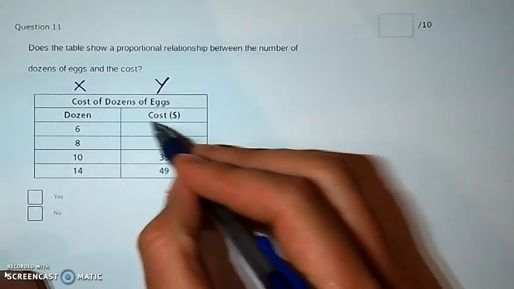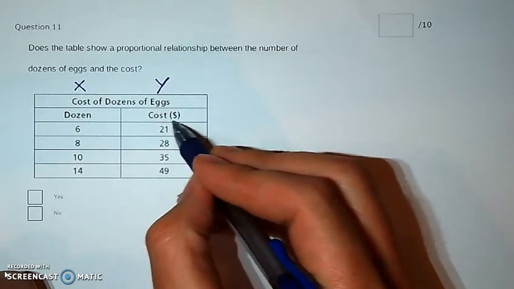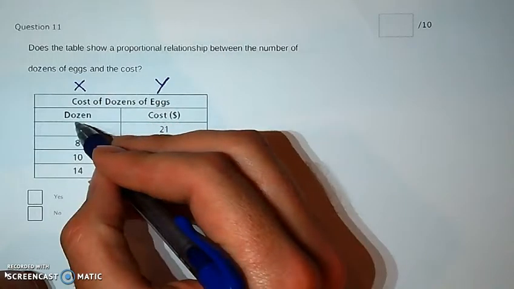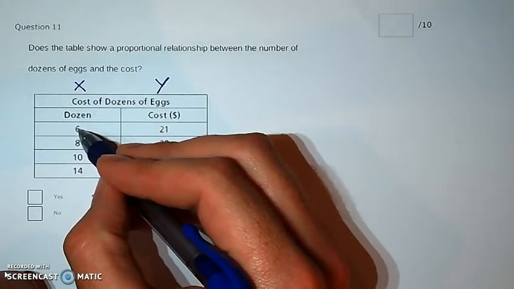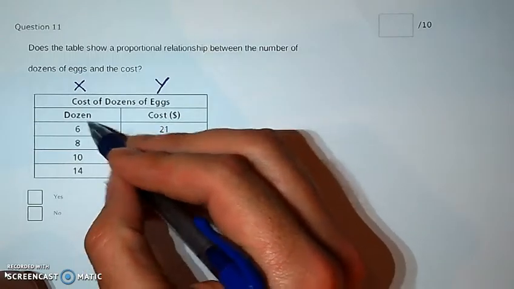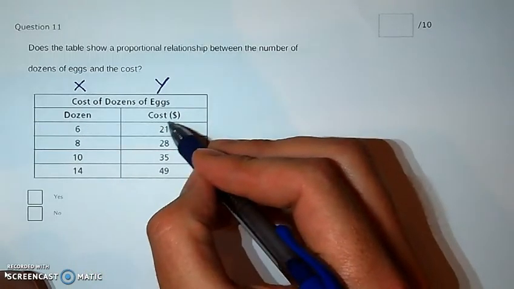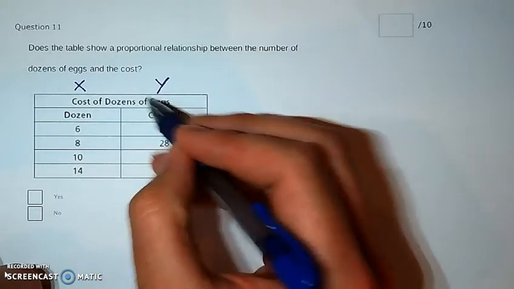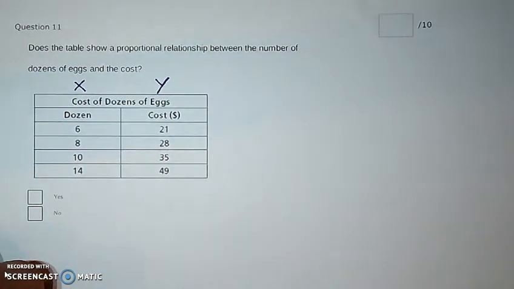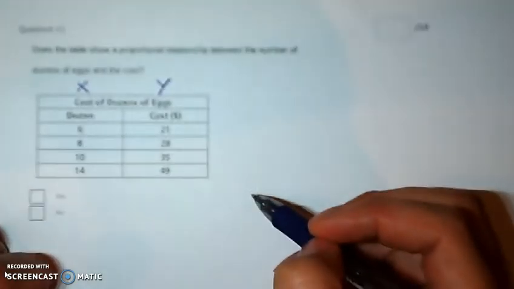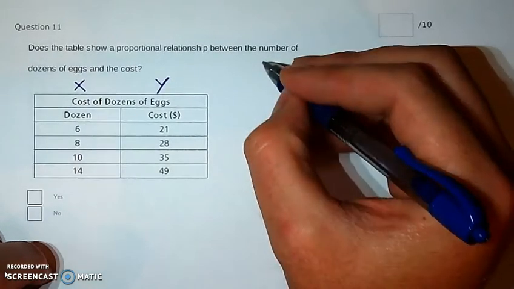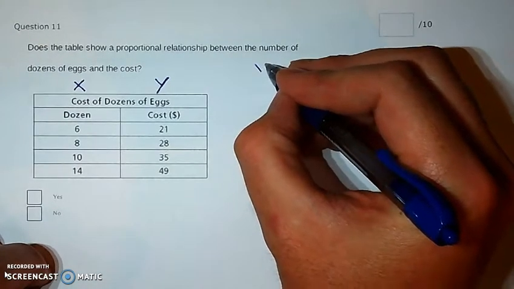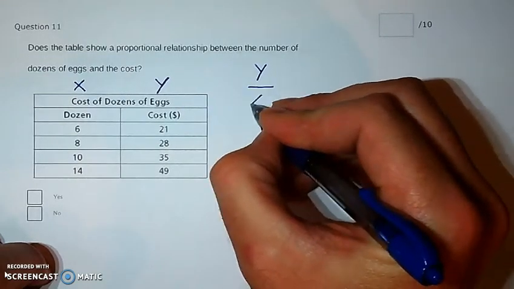So in other words, how much something costs is going to be dependent on how much you're buying, right? If you buy nothing, it's not going to cost anything. That's why the cost depends on the x value, essentially. The y value depends on the x value. All right, moving on. So anyway, is this a proportional relationship? Any proportional relationship is going to have a constant of proportionality of y divided by x.